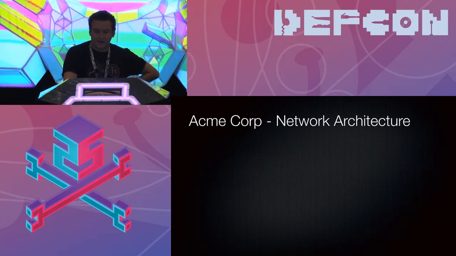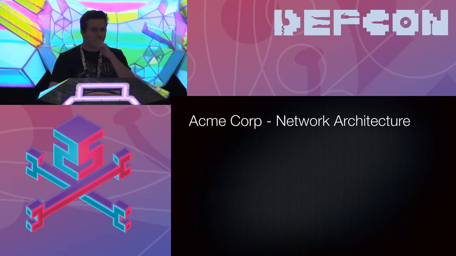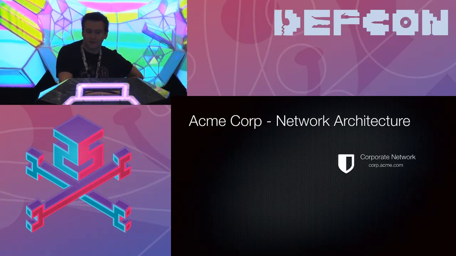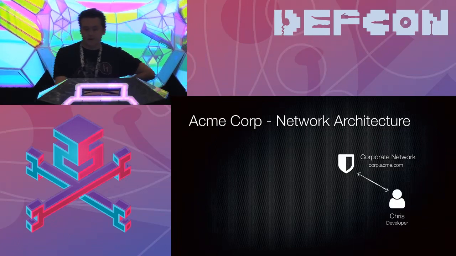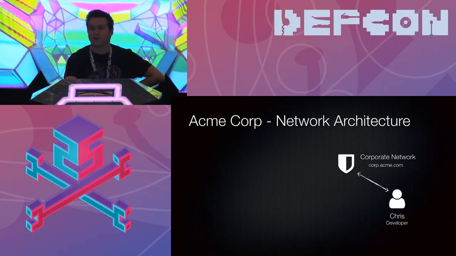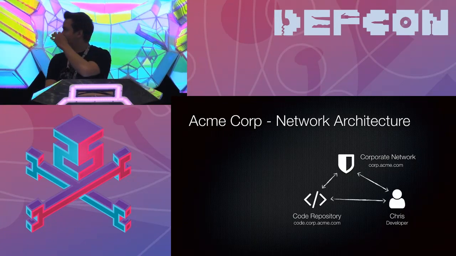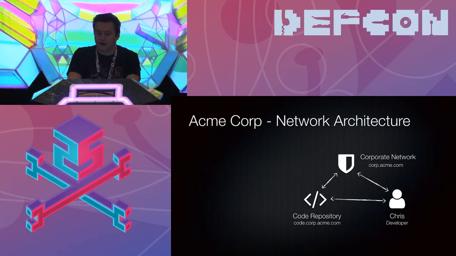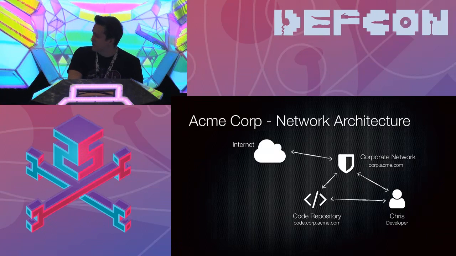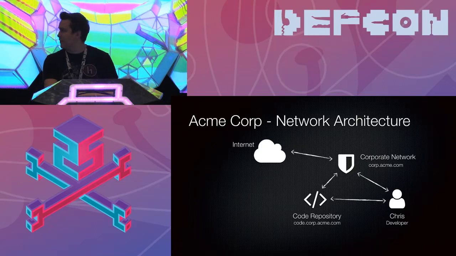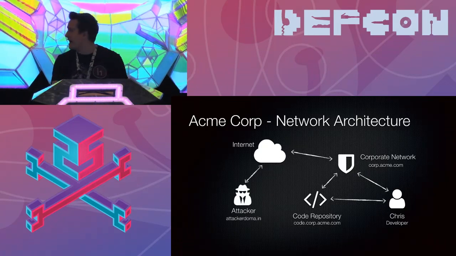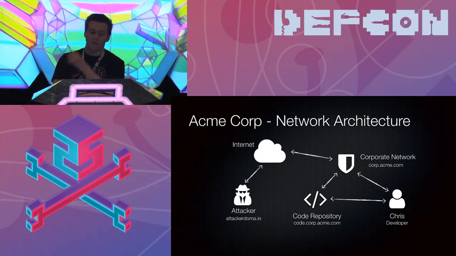So we have our Acme Corp, and we're going to start with an internal corporate network, which we're going to refer to as corp.acme.com. Of course, we need some employees, so we're going to add a developer, Chris. Chris needs somewhere to commit all of that wonderful code that he writes, so we're going to add a code repository located at code.corp.acme.com. Of course, Chris needs to get to the internet so he can look at cat pictures at work, so we're going to connect the corp network to the actual internet. And finally, we need our bad actor in this scenario. So we're going to add our attacker who owns attacker domain.